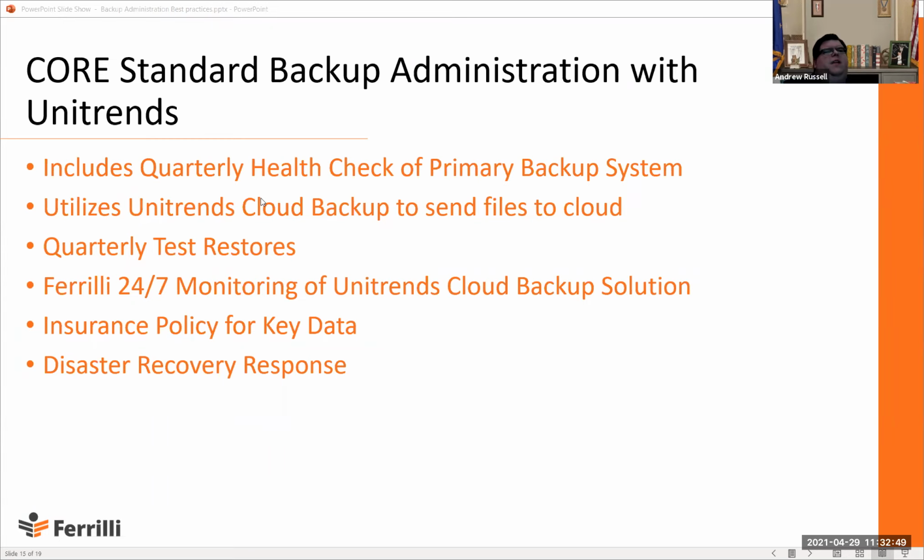We're also going to include a disaster recovery response in this. So if you do have a ransomware attack on-prem, we would work with you to recover the data that we backed up and work on getting you back on your feet.